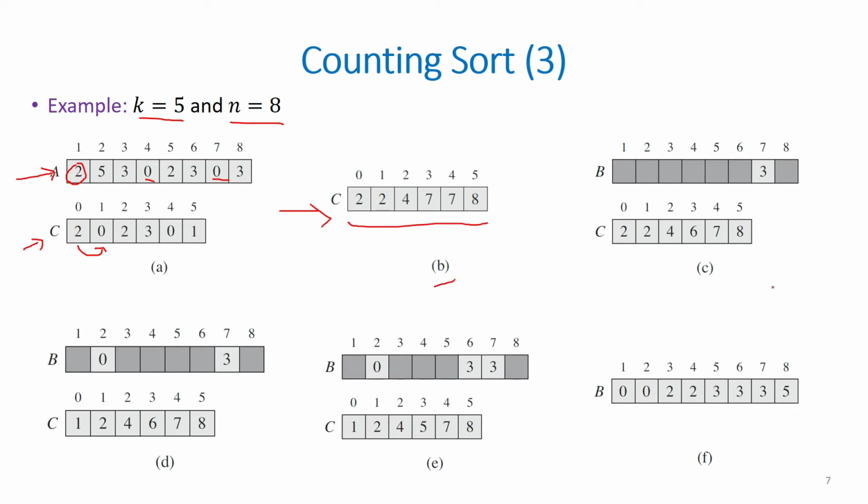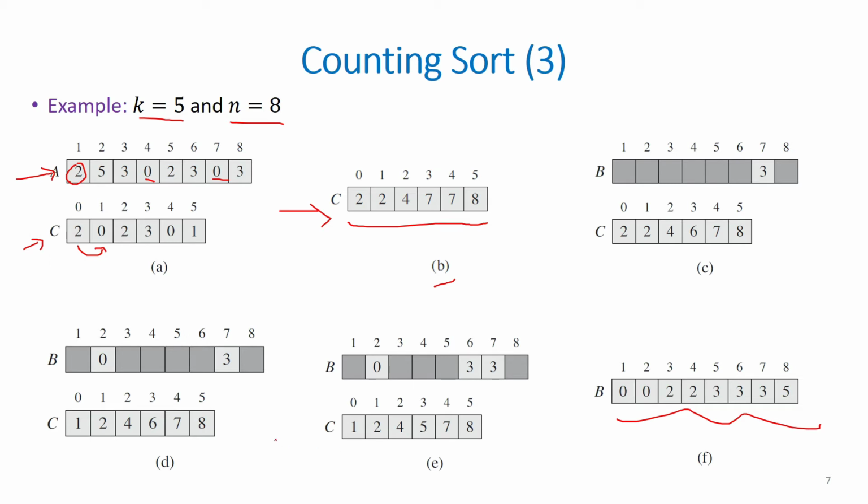Lastly, the loop on line 10 takes A[j], where j iterates from n down to 1, and puts it in B[C[A[j]]]. It means that it uses the value of A[j] as an index in array C, which in turn is the index in array B. So starting from the last element, which is 3, we go to C[3], which over here is 7. And then we use this as an index. That means we go to B[7] and put the value 3 in position 7 of the output array B. And we keep doing this until we reach this stage.